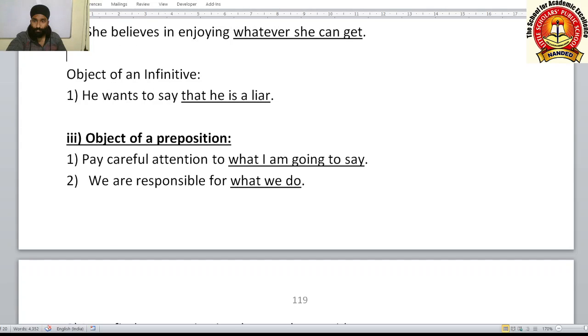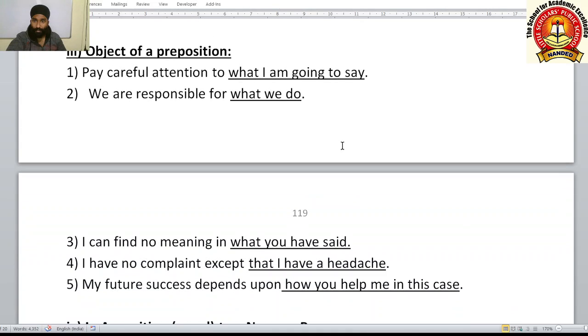Now let us understand the third part, object of a preposition. Prepositions you know: to, for, in, on, upon, except. These are the prepositions, and whatever is the object of these prepositions will be a noun. So pay careful attention to what I am going to say. Attention to what? To what I am going to say. To that you pay attention.